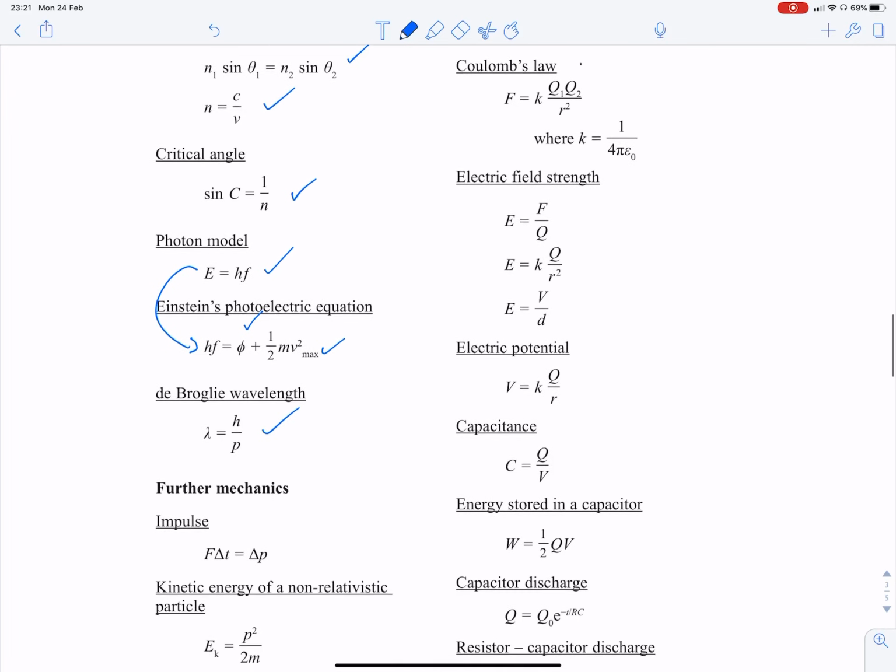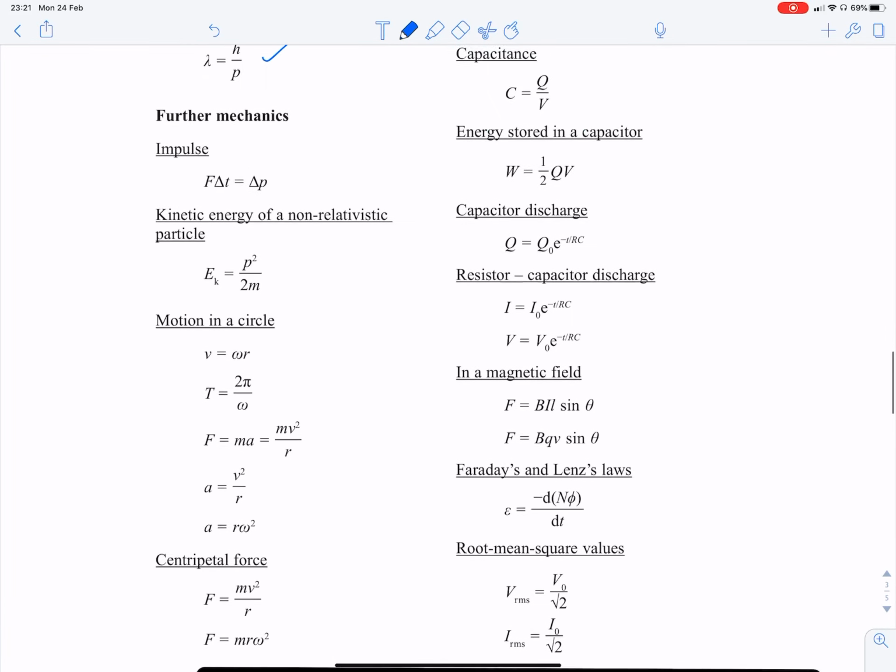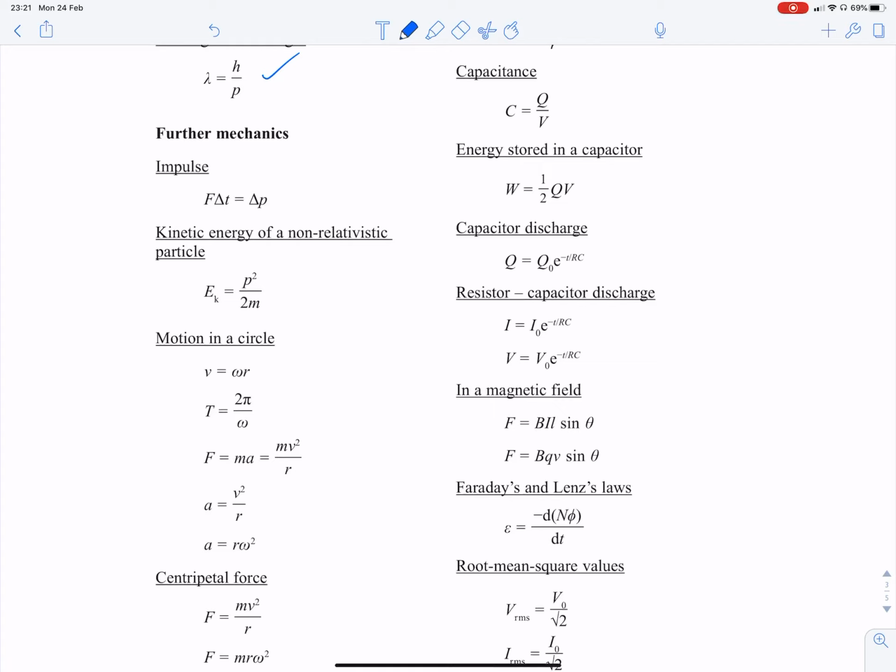And further mechanics, let's look at impulse. Force times time is change in momentum. So force times change in time. Kinetic energy of a non-relativistic particle: kinetic energy is p squared, which is momentum squared, over 2m. Then motion in a circle: v equals omega r, where omega is the angular velocity and r is the radius. Then the period is 2 pi over omega.